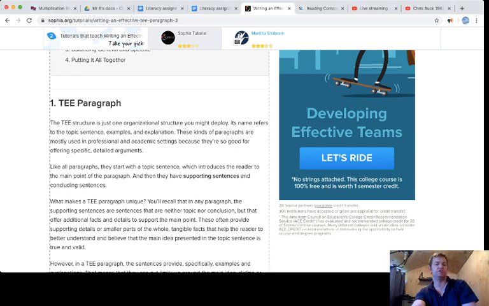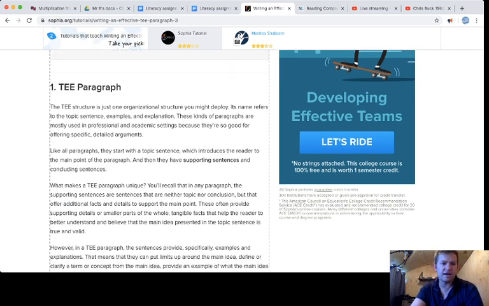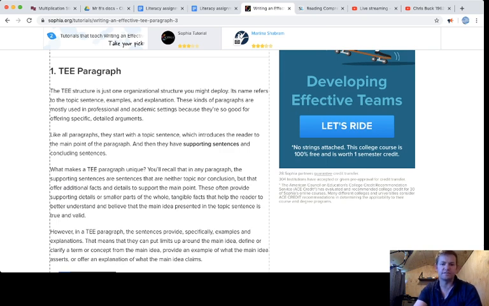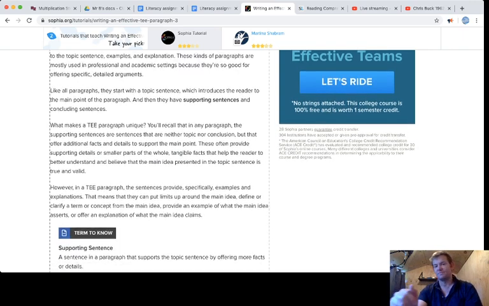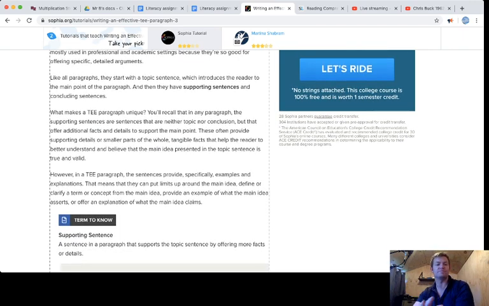Okay, TEE structure is just one organizational structure you might deploy. Its name refers to the topic sentence. That's what the T is. So your topic sentence will always be your why. So your why for that paragraph, example, and explanation. These kinds of paragraphs are mostly found in professional and academic settings because they are good for offering specific detailed arguments. That's why we're looking at them, because they're good for offering specific detailed arguments.